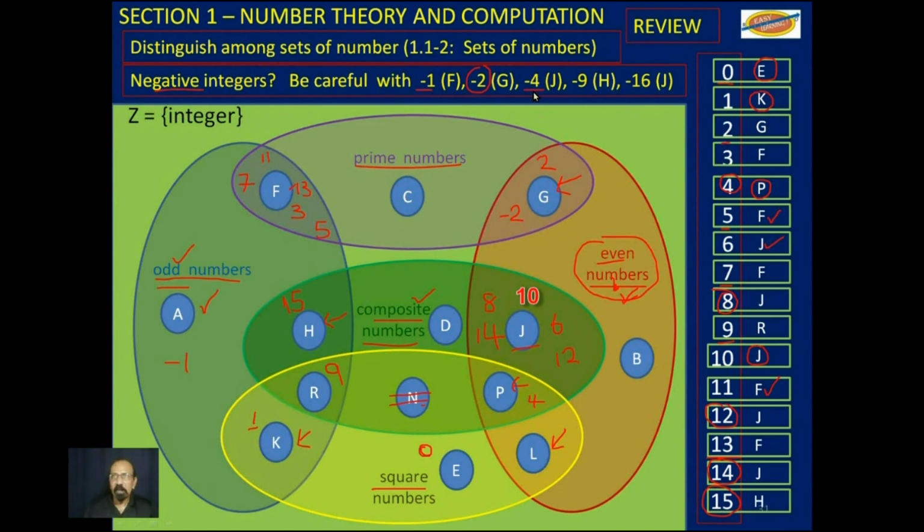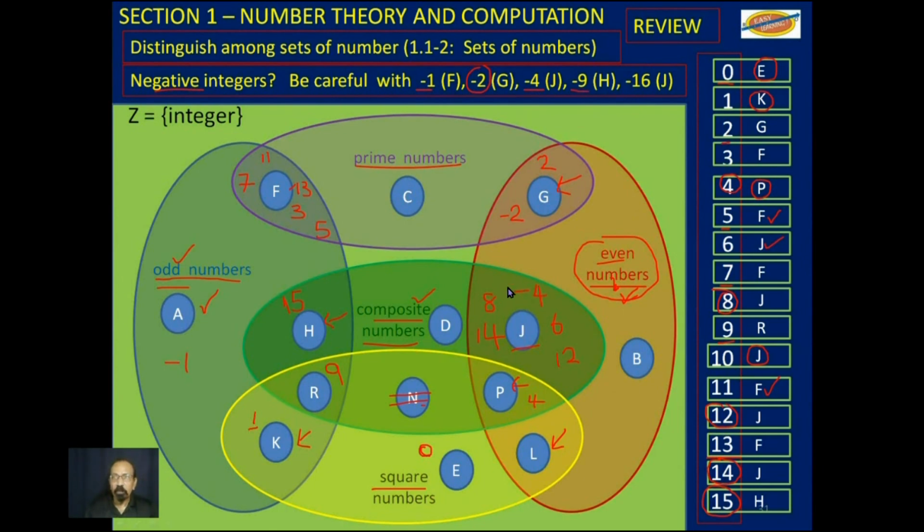-4. Now, you may think that -4 is a square number, but no, what do you square to get -4? Nothing. So -4 is an even number. It is a composite number, but it's not a square number. So -4 goes here.